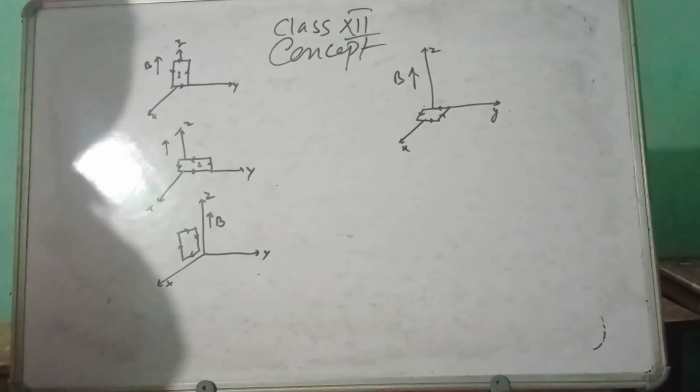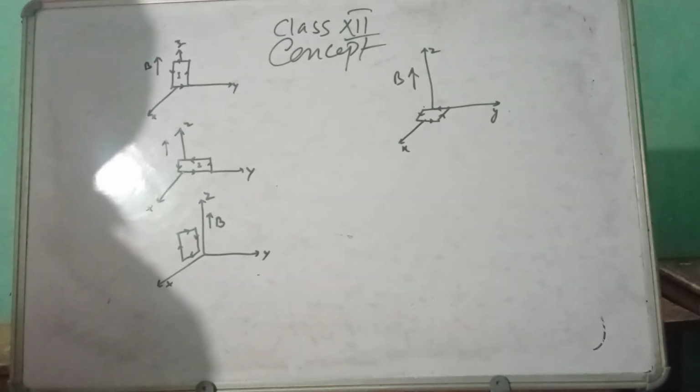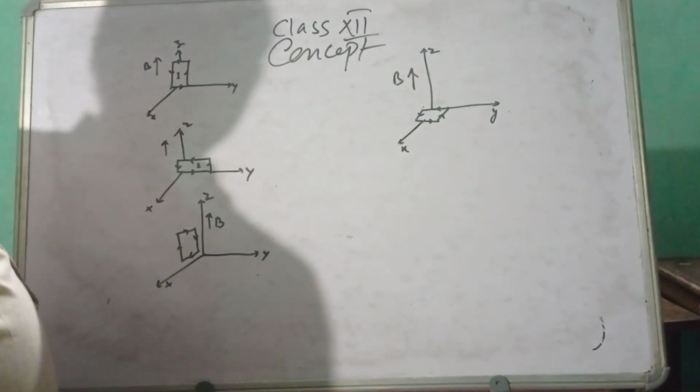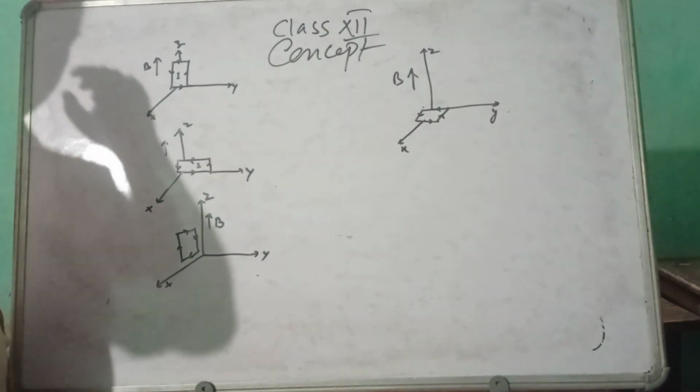You have to find the torque and the force. So in every case your net force is 0 because it is in a uniform magnetic field.